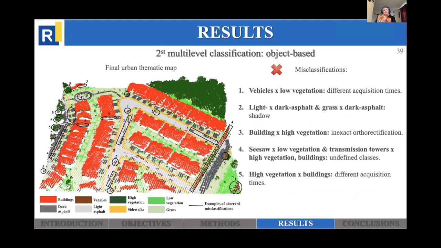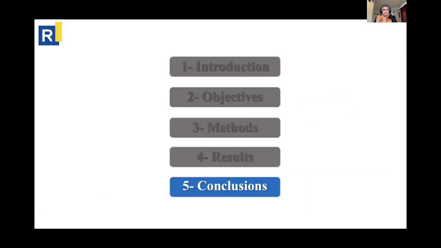So finally, this is the final urban thematic map that was produced. The misclassifications still exist, but not as severe as those resulting from the first multi-level classification. They are marked and numbered in black.